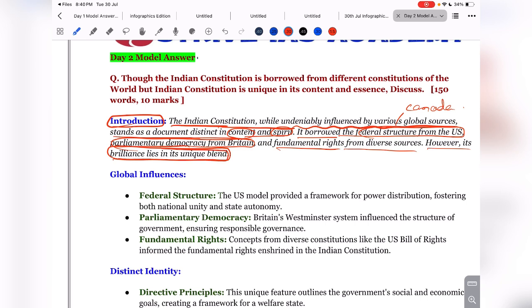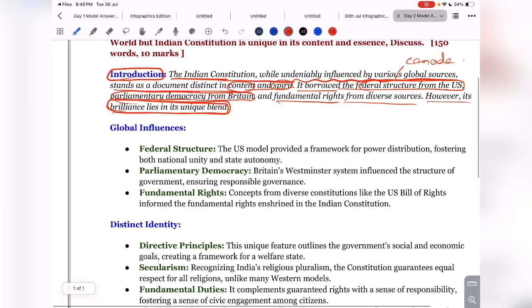We have taken some provisions from the USA and some from the UK, but we tend to modify them according to our need. For example, we have taken the parliamentary form of government from Britain, but we have modified it according to our need. We have an elected head like the president, but in Britain they have a hereditary head, the queen or king. So that shows our unique blend.